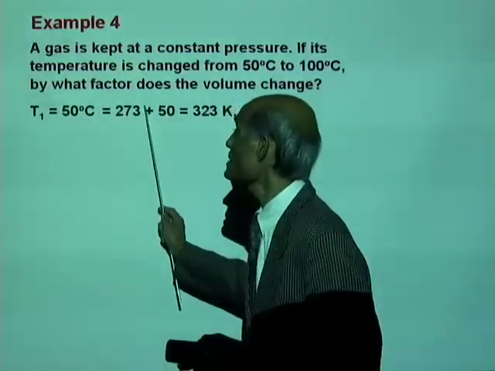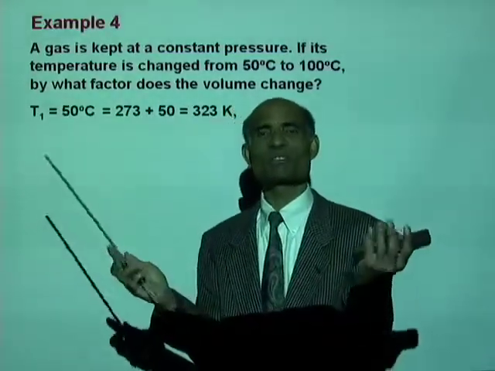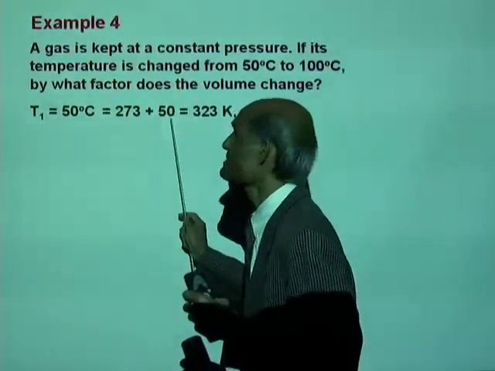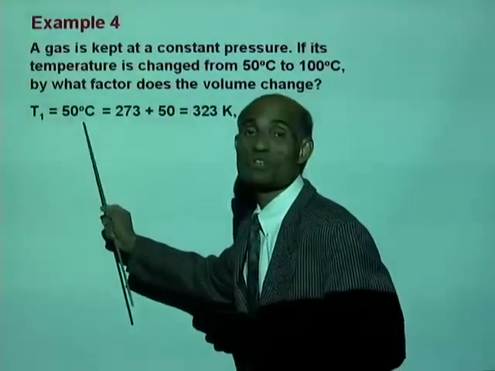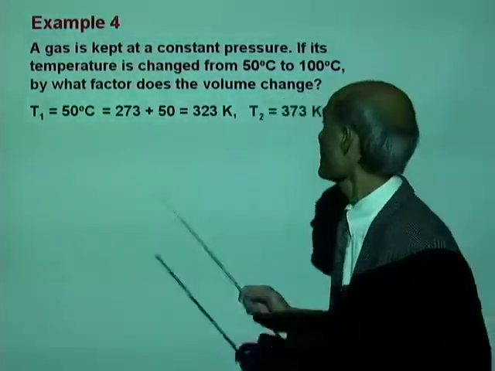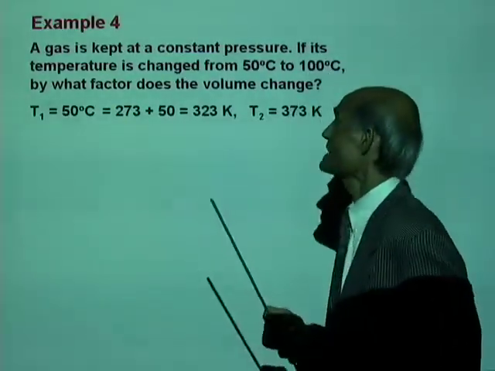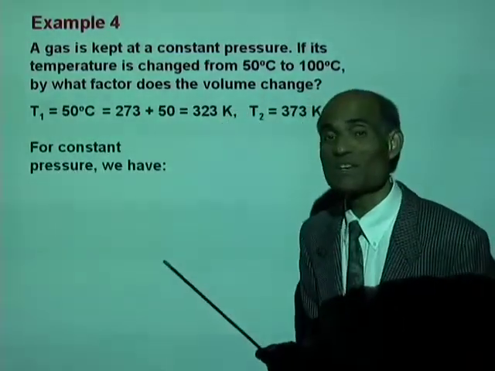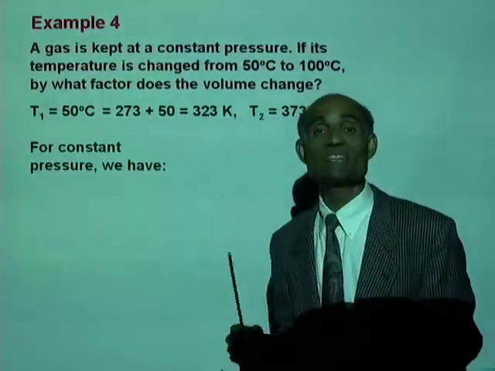50 degrees Celsius is 273.15 Kelvin. For the purpose of our calculation, we're going to drop that 0.15. We will take 273 plus 50, which is 323 Kelvin. So convert temperature in degrees Celsius to Kelvin by adding 273 to it. T2 is 273 plus 100, which is 373. So, for a constant pressure, what is the law that we're going to use? V over T is a constant.